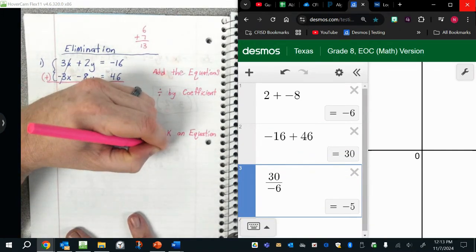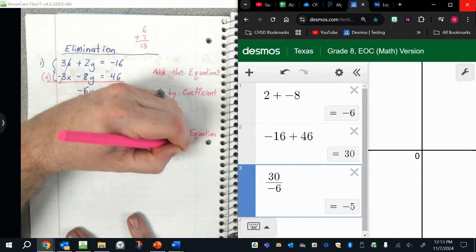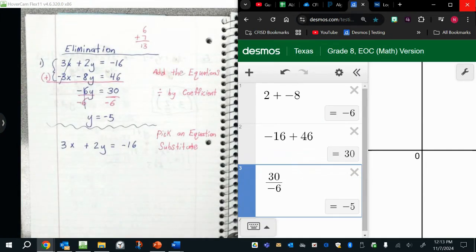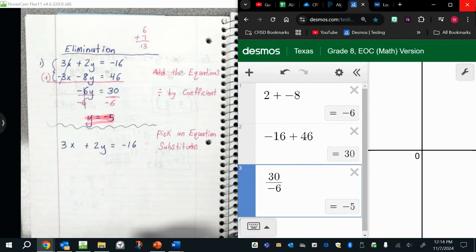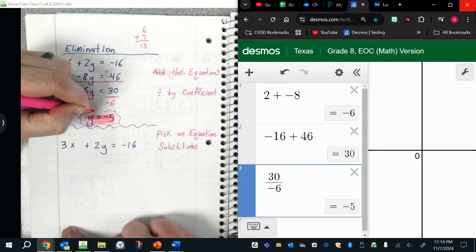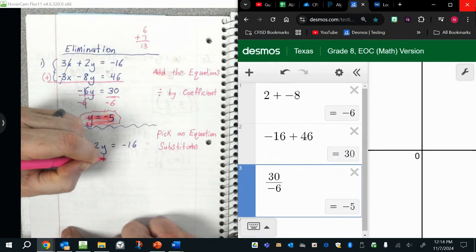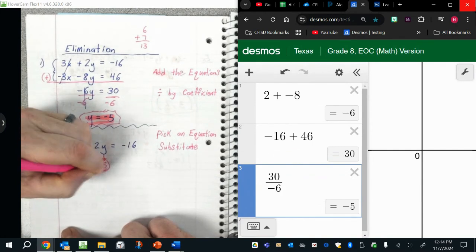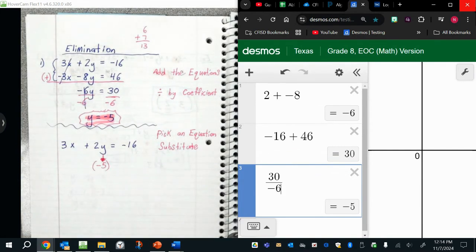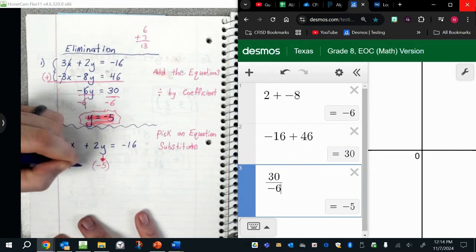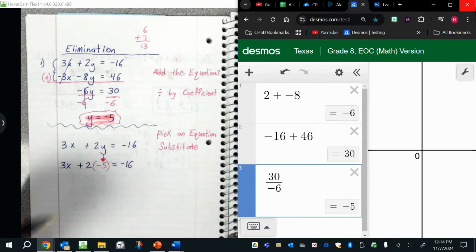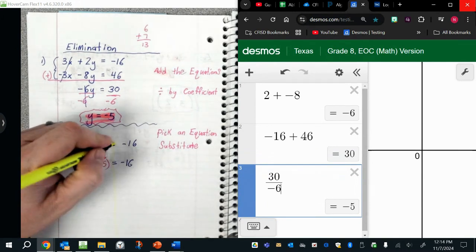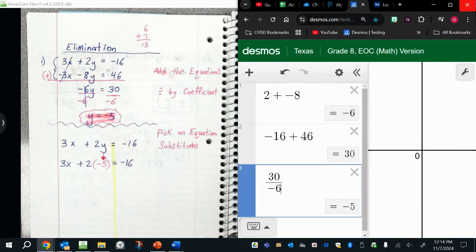Then I'm going to substitute into that equation. So I'm going to substitute what I know. What do I know? Well, I found that y is equal to -5, right? So I'm going to replace this with -5, and bring everything else down. I have 3x plus 2 times -5 equals -16. And so now I'm going to solve for my other variable.